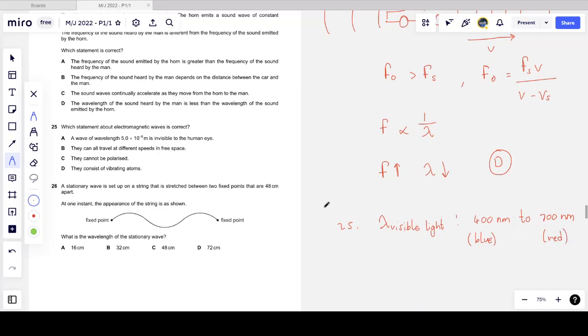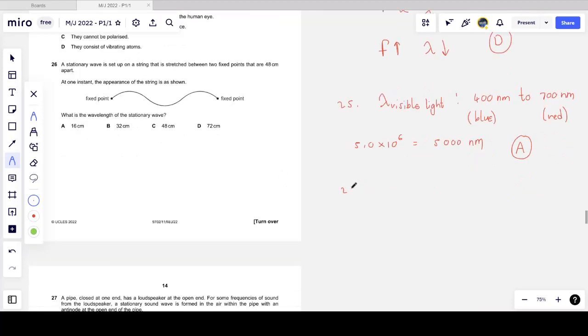So what we can see immediately is that 5 times 10 to the power minus 6 meters, if we were to use nanometers, is 5,000 nanometers. That is well outside our range. And so immediately we can see, unfortunately, we have to know the wavelengths of the different parts of the spectrum. And so we can see that A is the correct one. That wavelength is indeed invisible to the human eye since it falls outside the range of wavelengths for visible light.